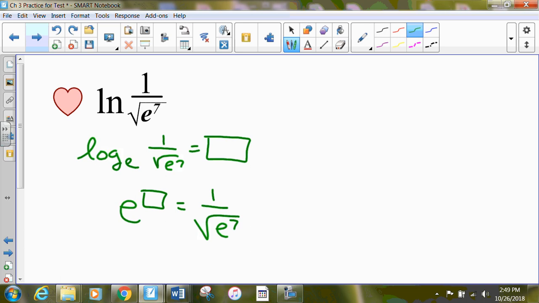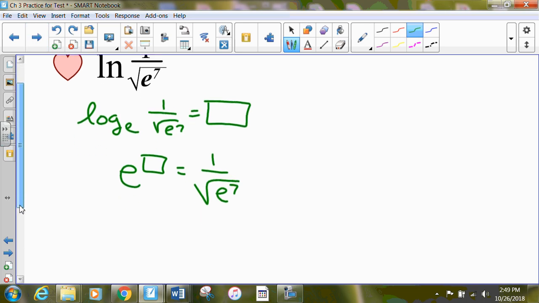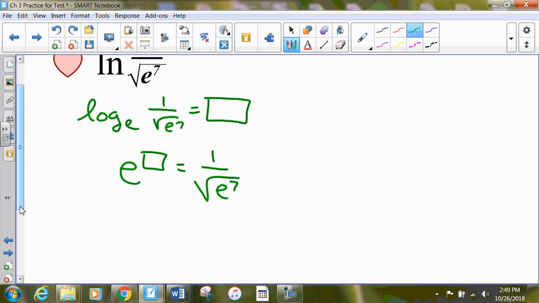And so I can basically say, hey, what did I raise e to make it look like 1 over root e to the 7th? Well, I know that if e used to be in the numerator and now all of a sudden it's in the denominator, I know that there's a negative involved in the exponent, right? I also see that e is being square rooted, so I know that there's a 2 in my denominator.